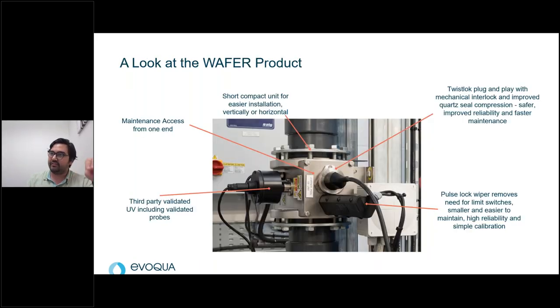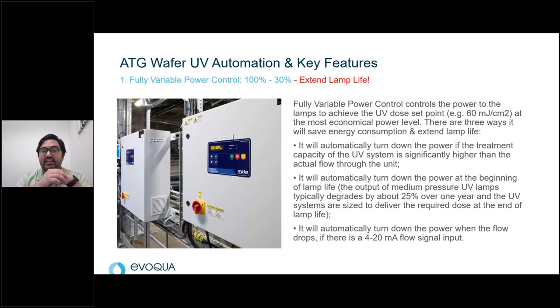Yeah, these are some of the features on the product itself. You can see the sensor is third-party validated, and everything comes with a twist lock plug and play for easy maintenance. These are some of the key features.